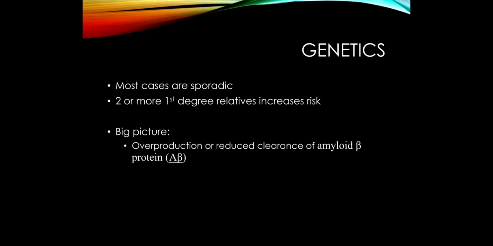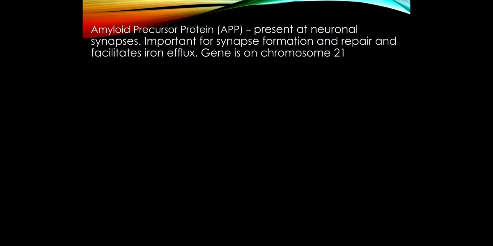So let's talk a little bit about the pathogenesis of Alzheimer's dementia. So most cases are sporadic, but yet hereditary genetic factors are important. So if you have 2 or more first-degree relatives, that certainly does increase your risk of getting Alzheimer's disease. So the big picture is that it's this amyloid beta protein, either producing too much or not clearing it as much. That seems to be the underlying factor, the most important factor for the development of Alzheimer's disease.